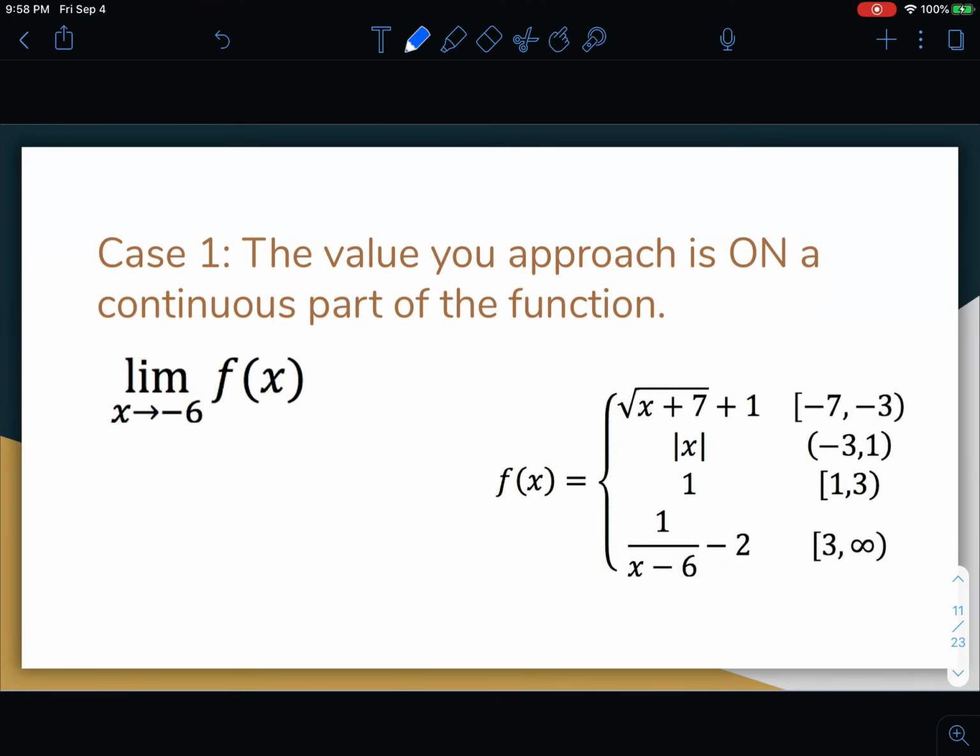Okay, this function right here is the only one we're going to use for examples today. So you just need to write this down once, and then we'll do several limits using this equation.